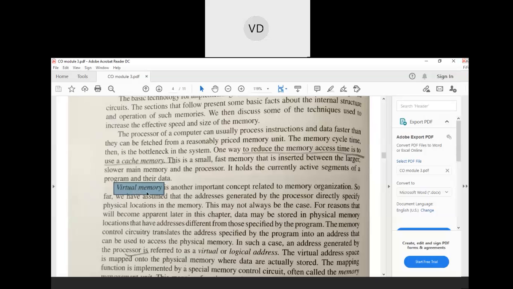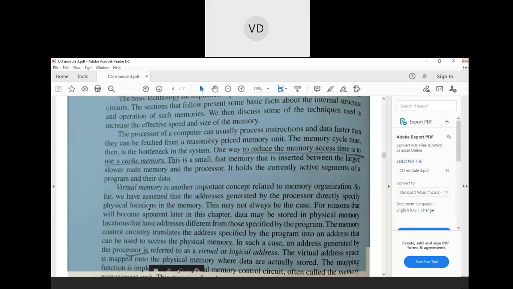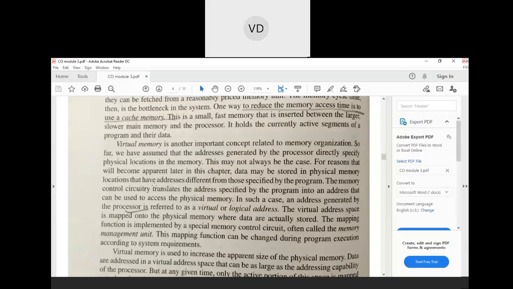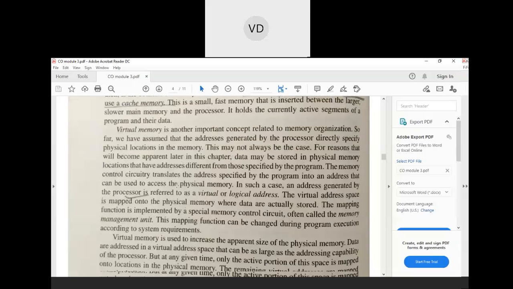So what does virtual memory tell you? Virtual memory gives more memory size than your physical memory by loading only those parts of the program which are required. So this is another method. One is cache memory, used to reduce the memory access time. To increase the size of the memory virtually, we can use the virtual memory concept. This is just the introduction, not in detail.